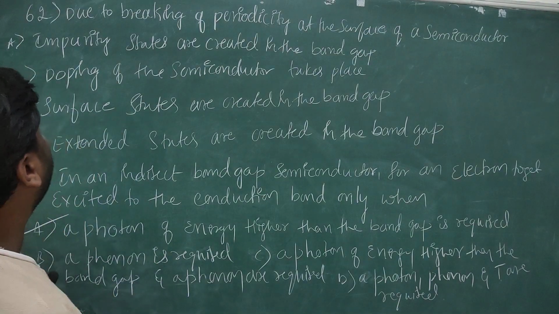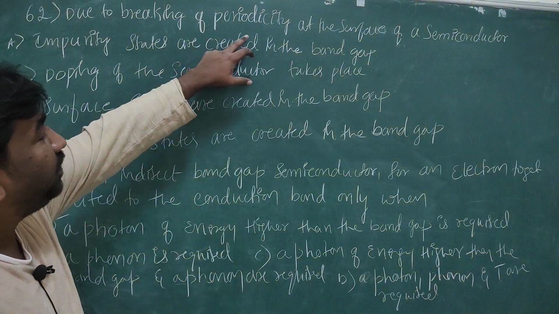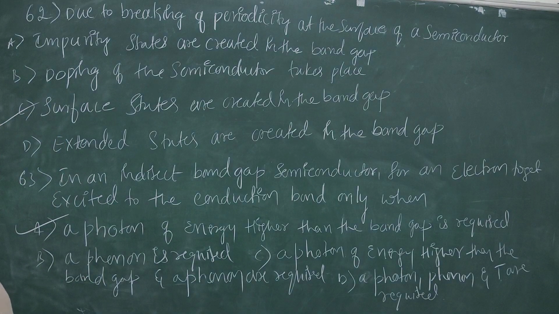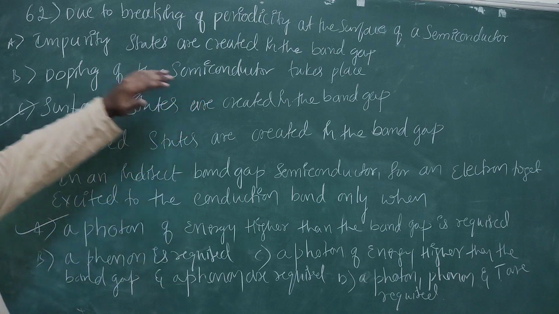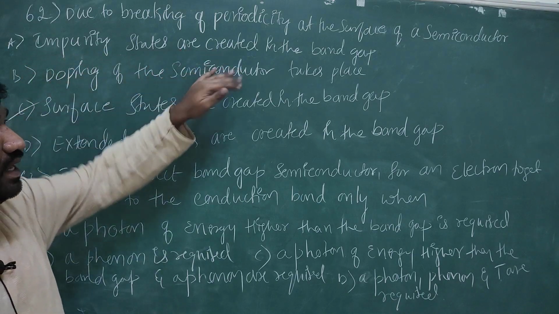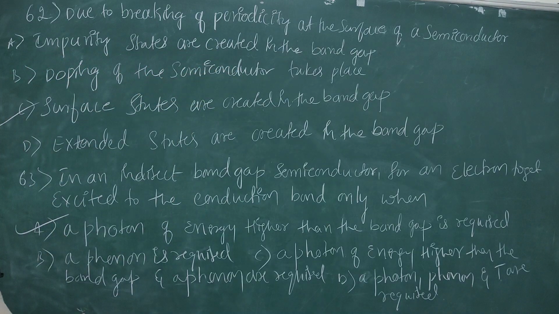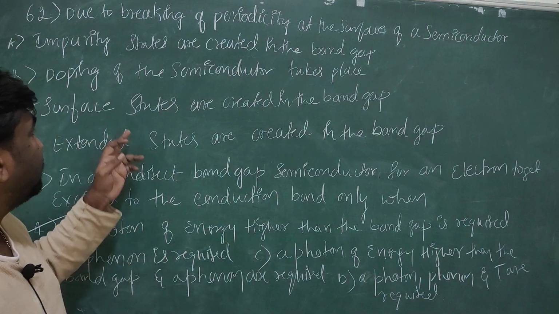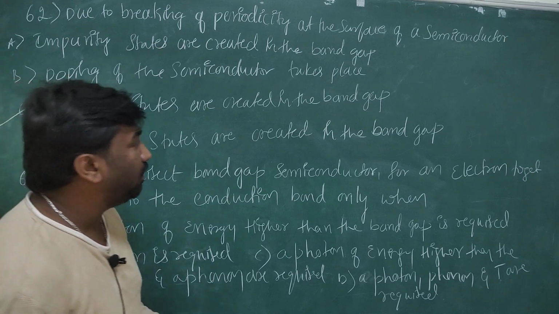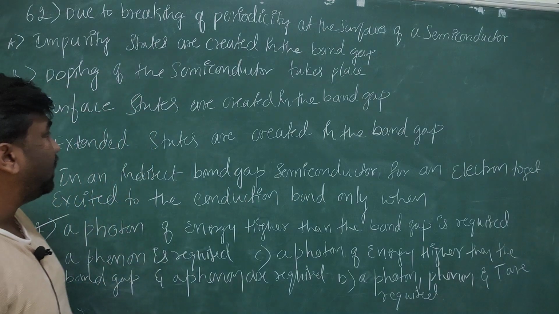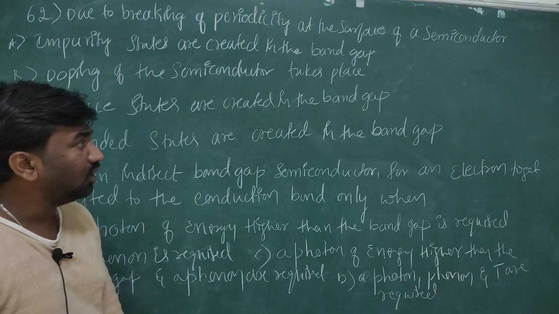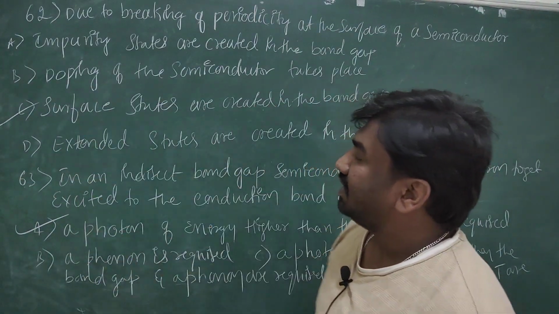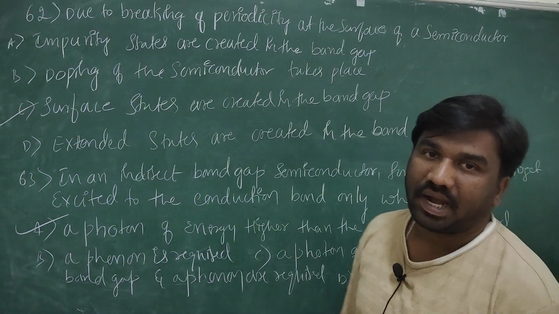Question number 62. Due to breaking of periodicity at the surface of a semiconductor, the options are: impurity states are created in the band gap, or doping of the semiconductor takes place, or surface states are created in the band gap, or extended states are created in the band gap. So answer is C, surface states are created in the band gap.